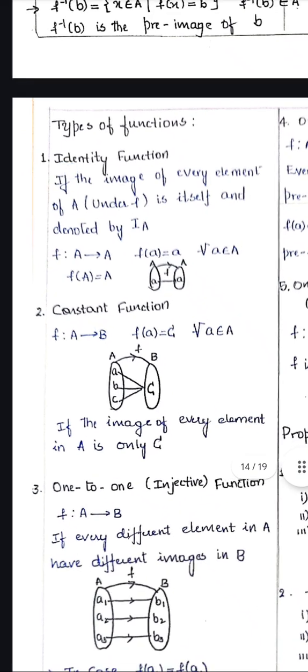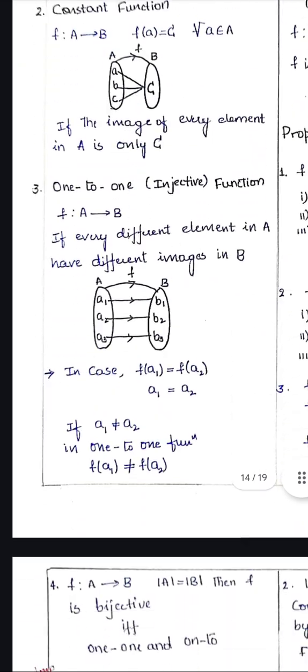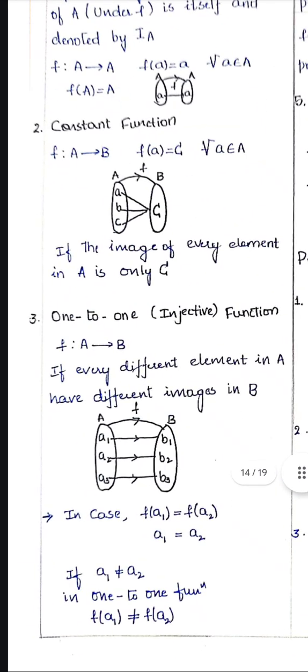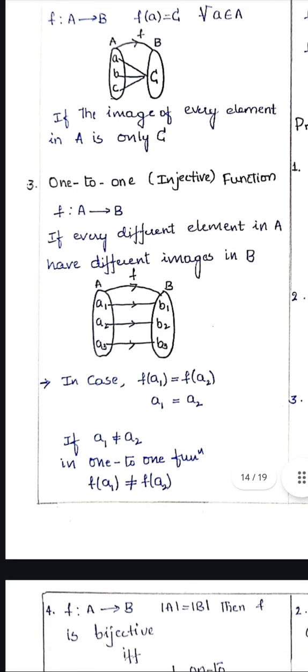Then types of function. Identity function: if the image of every element of A is itself, denoted by I_A, the function from A to A, f of a equals a for every a belongs to A, that is called identity function. Constant function: let the function be from A to B, f of a is constant for every a belongs to A. If the image of every element of A is only the constant, then it is called constant function.